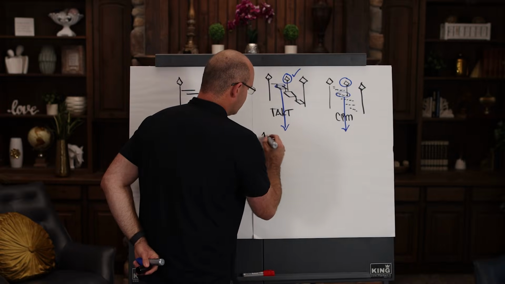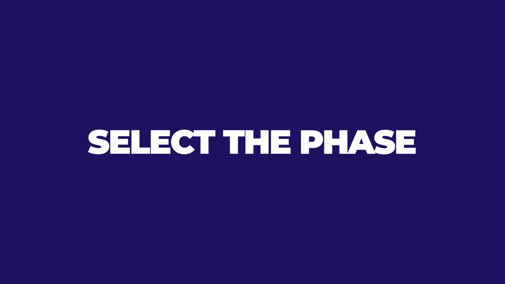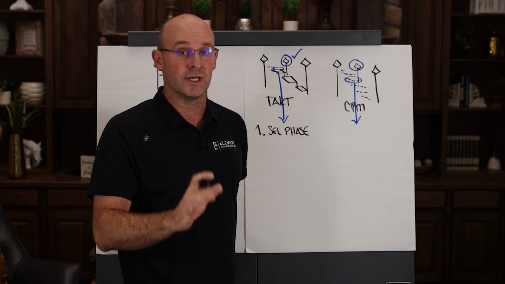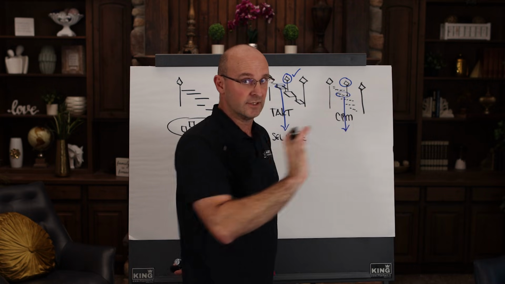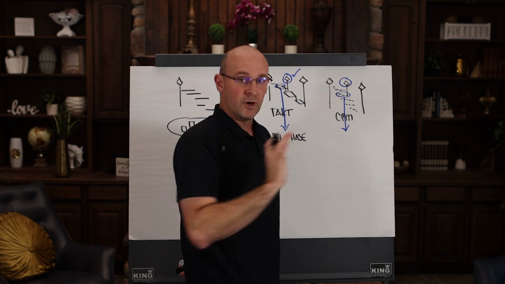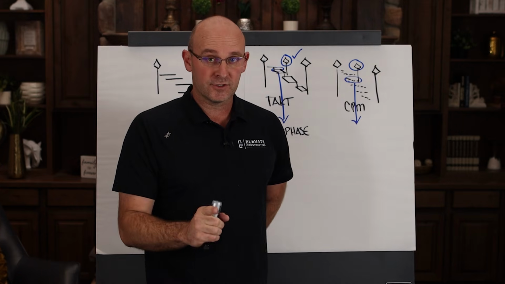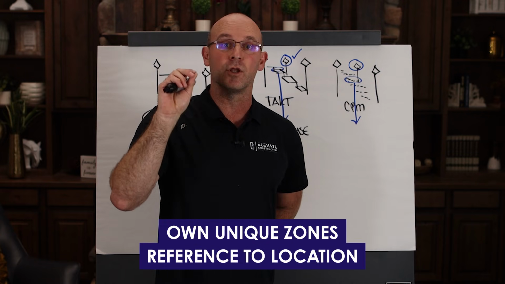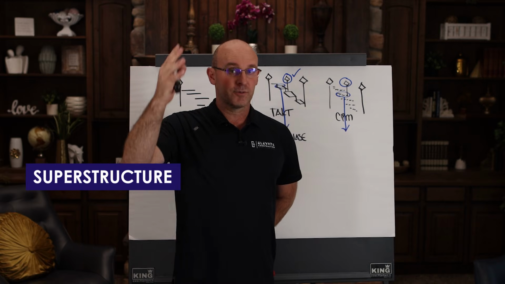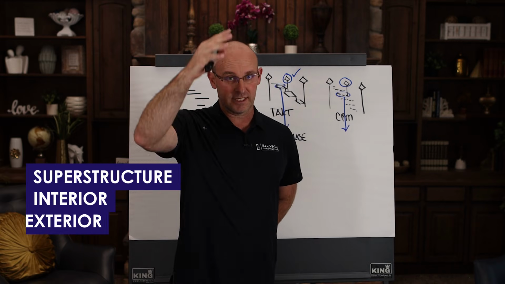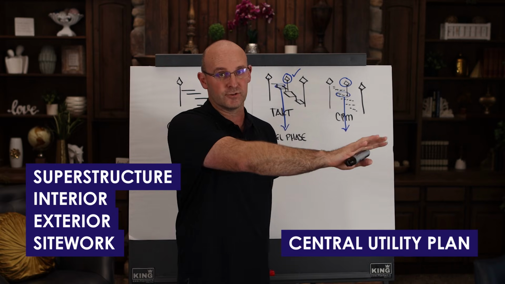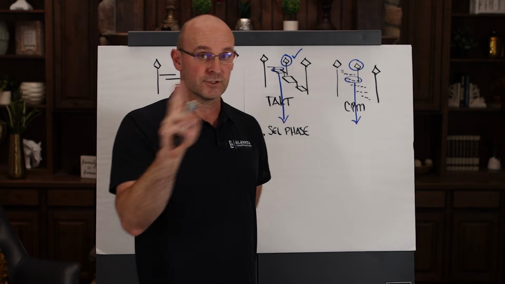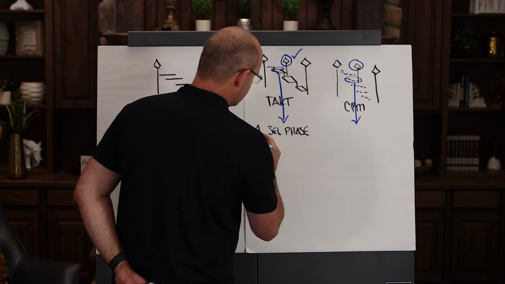Number one, when you're doing a pull plan, you need to select the phase. So we're going to do it phase by phase. The wrong way to do it is thinking that a phase is 3 weeks out, 6 weeks out, or some arbitrary duration of time. A phase in construction has its own unique zones, and it is a reference to location. So you're talking superstructure, interiors, exterior, site work, central utility plant. A phase has its own unique zones. And when we do a pull plan, we go from start to finish. And so we need to select the phase.